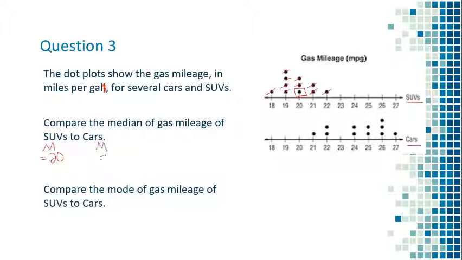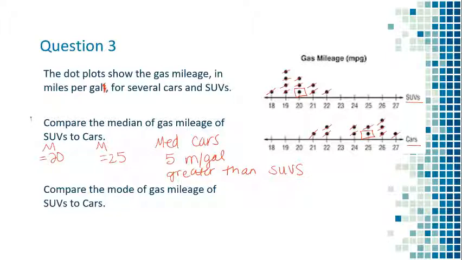So if I do the same thing for the cars, I'm going to cross these off as I go through. Cross out the 2nd one, this is my 3rd, my 4th, my 5th, and I'm left with that middle number. I'm left with 25. Okay, so there's my middle two values, 20 and 25. So if I'm comparing them, the median of cars is 5 miles per gallon greater than SUVs.